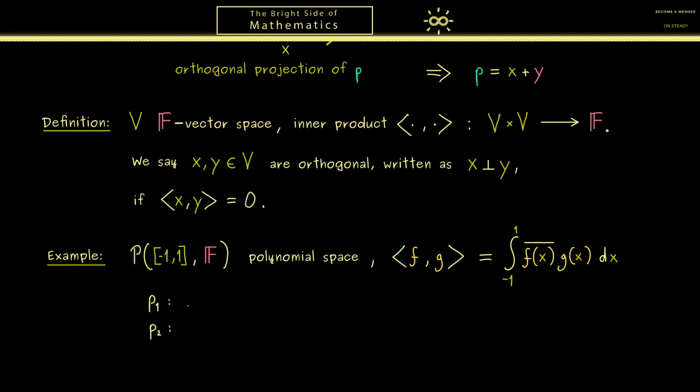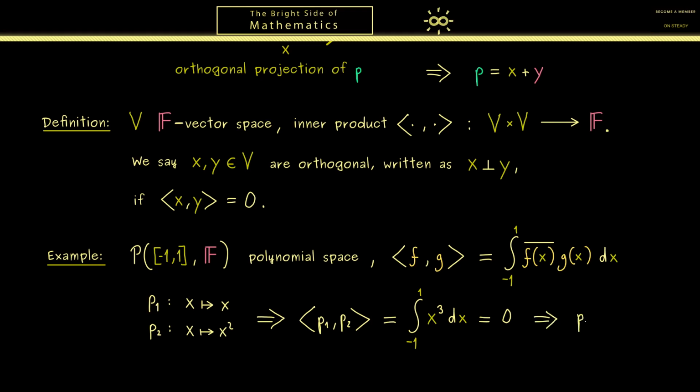And an easy choice would be monomials, so let's say P1 sends x to x and P2 sends x to x squared. Then we can just calculate the integral here. This is not complicated at all, because we just have to integrate x cubed, which gives us by a symmetry argument immediately 0. Hence, P1 and P2 are orthogonal.